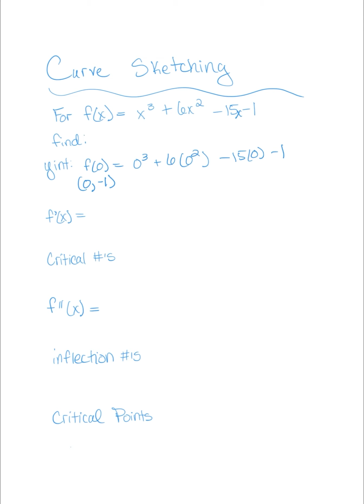Okay, and then we need to find our first derivative. Well, the derivative of x cubed, we have 3x squared plus 12x minus 15. Then we need to find our critical numbers. Well, what are our critical numbers? Our critical numbers are found when our first derivative equals 0. So let's go ahead and do that. And we will set our first derivative equal to 0.